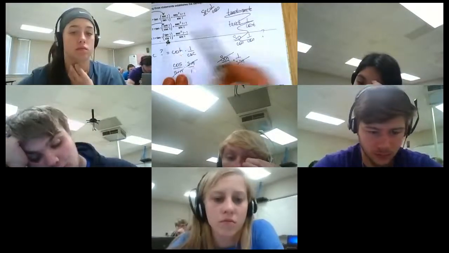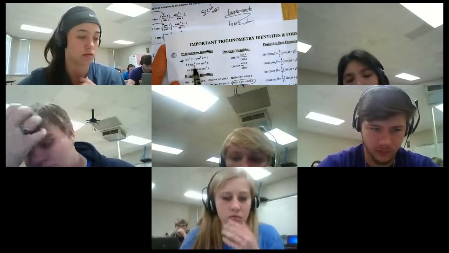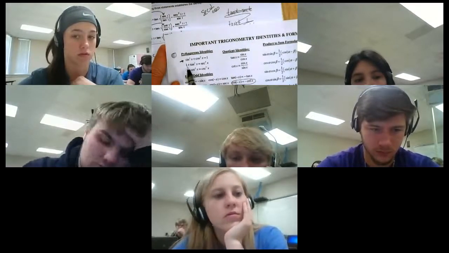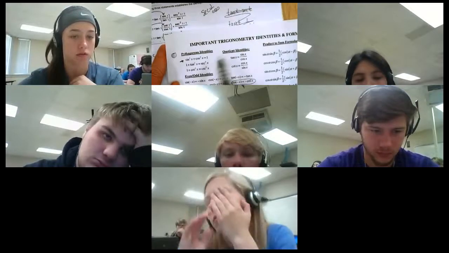Then once you do that, you're going to get tangent squared over the sine. And you go over here to your sheet, tangent squared at the top is equal to secant squared minus 1. If you move the 1 over, it'd be minus 1. Okay?